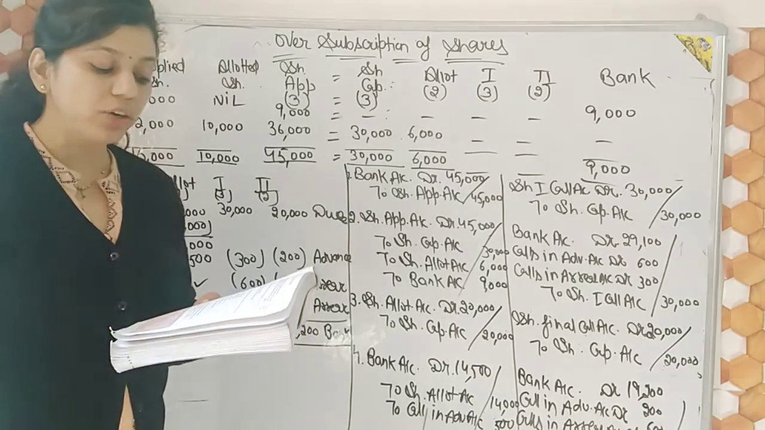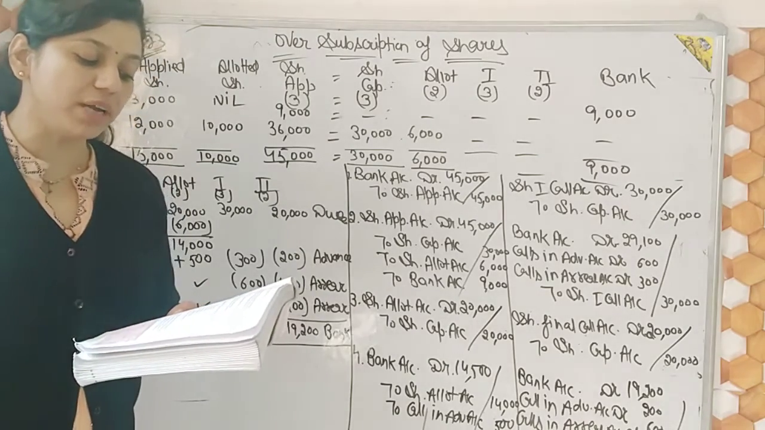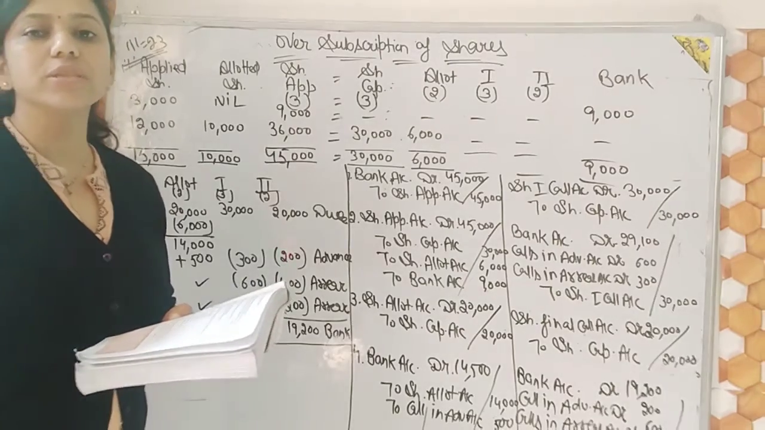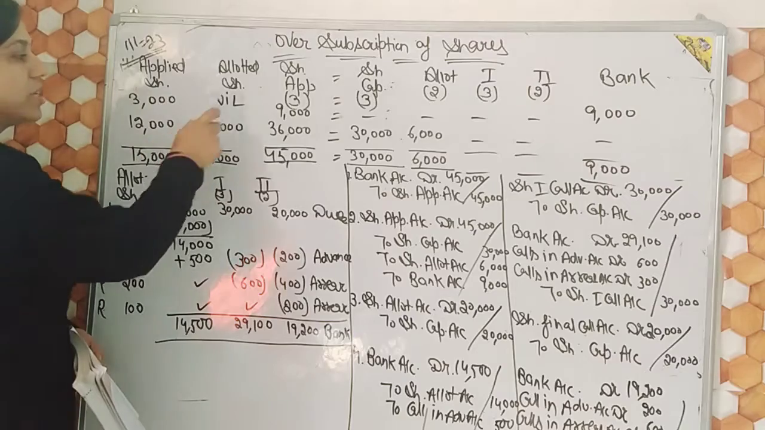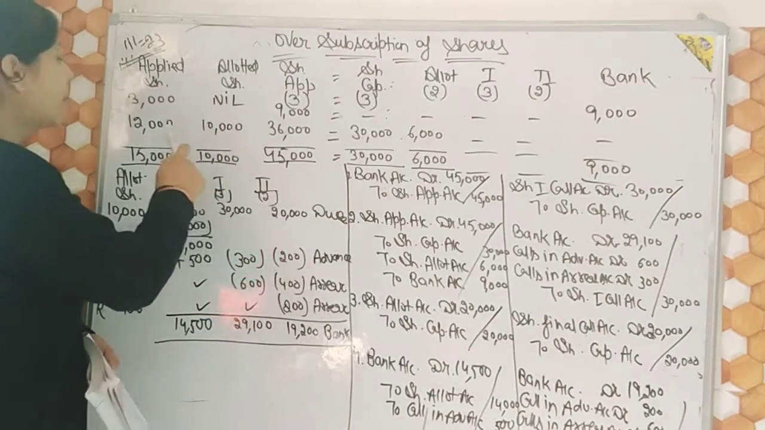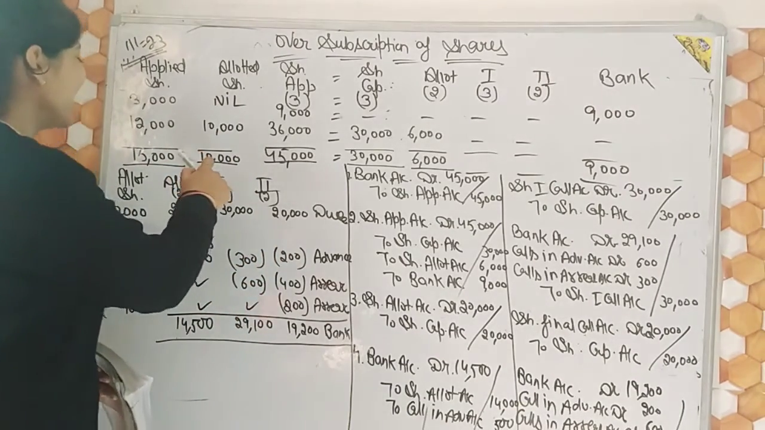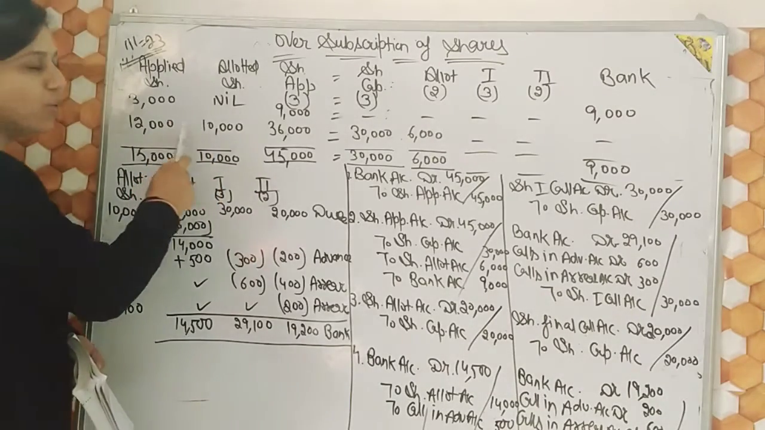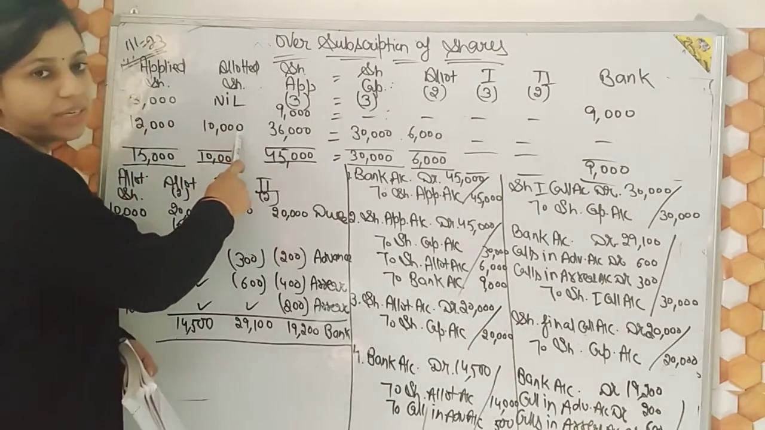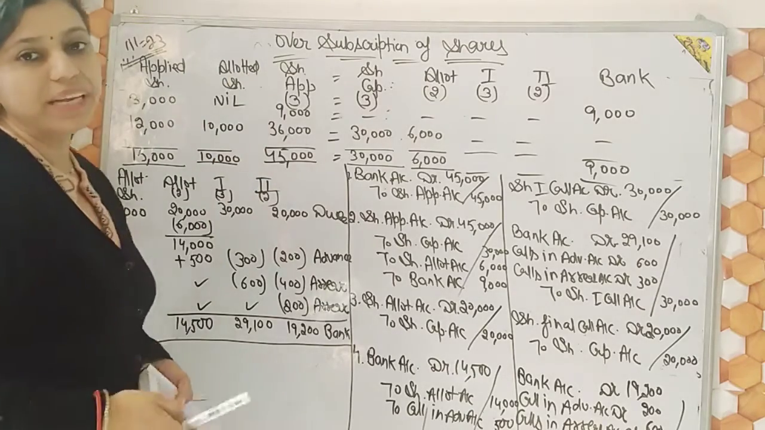No allotment to the applications for 3,000 shares. That means 3,000 shares got nil shares. And the remaining 15,000 minus 3,000, the remaining 12,000, got 12,000 shares only. So how will you make the table?